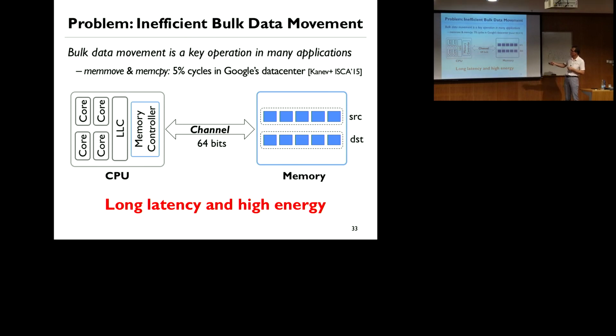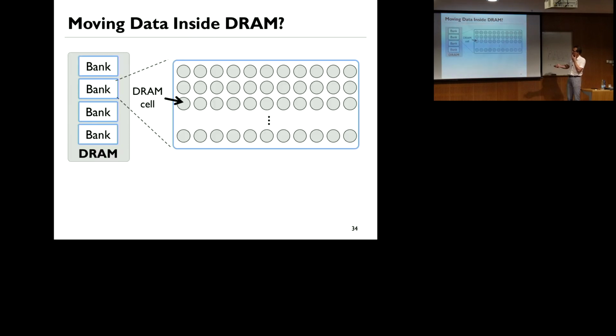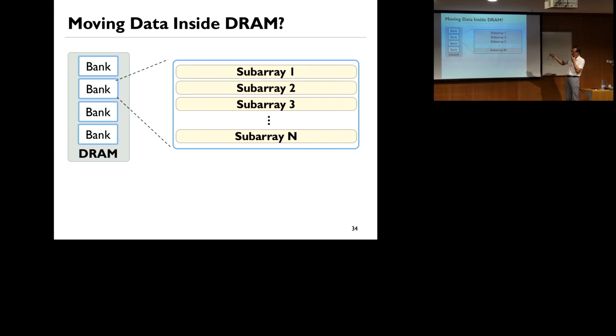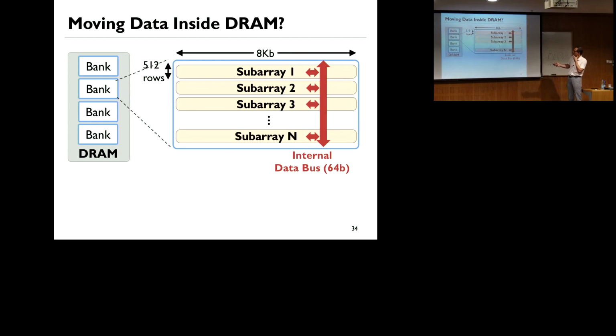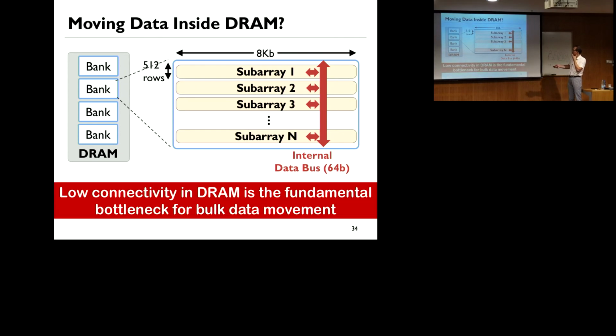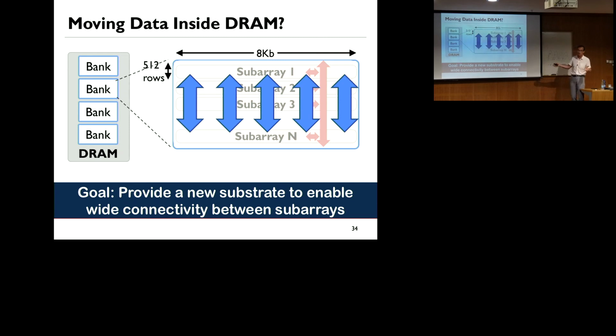But here you do actually a copy, just like we discussed earlier. So moving data inside DRAM, basically these are banks, these are subarrays now. You have 512 rows in each subarray, and you have an internal data bus. If you want to transfer from one subarray to another subarray, you need to go through some other bank using that internal data bus. So there's low connectivity in DRAM, and that's the fundamental bottleneck for bulk data movement between two subarrays. So our goal was to provide a substrate to enable wide connectivity between subarrays.